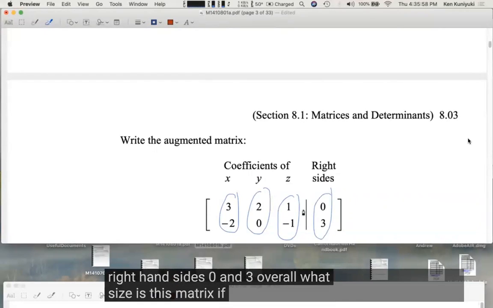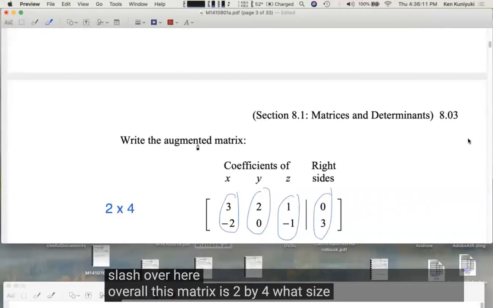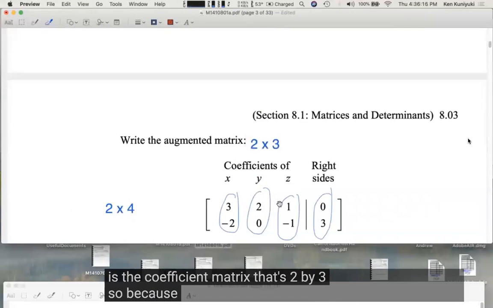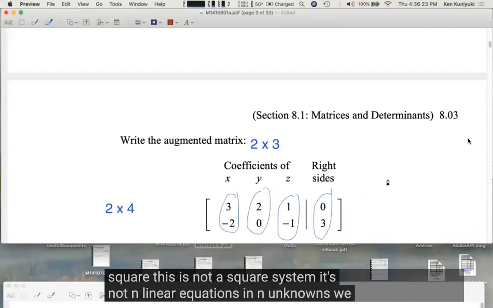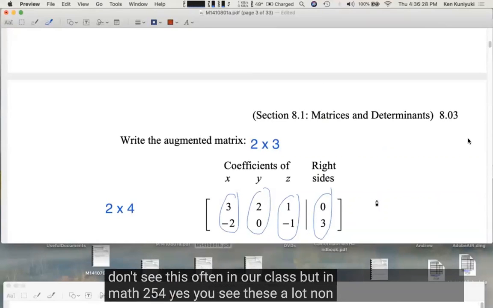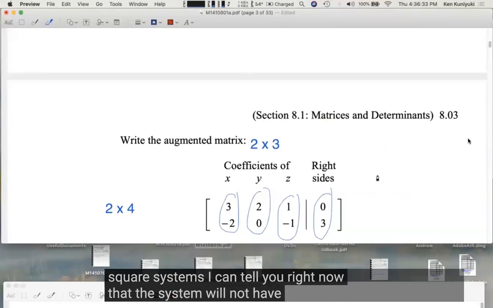Overall, what size is this matrix if you ignore the slash over here? Overall, this matrix is 2 by 4. What size is the coefficient matrix? That's 2 by 3. Because the coefficient matrix is not square, this is not a square system. It's not n linear equations in n unknowns. We don't see these so often in our class, but in Math 254, yes, you see these a lot, non-square systems. I can tell you right now that this system will not have one unique solution.